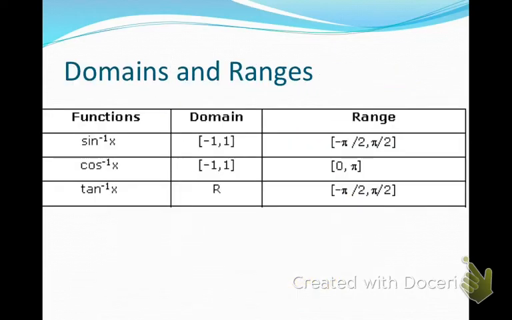So in a chart, which you should pause and write down, we have our three domains and ranges. So the domains for sine and cosine are limited from negative 1 to 1, which was the range of the original function. And then the ranges have been limited in all three cases. Sine and tangent are negative pi over 2 to positive pi over 2. Cosine is 0 to pi.